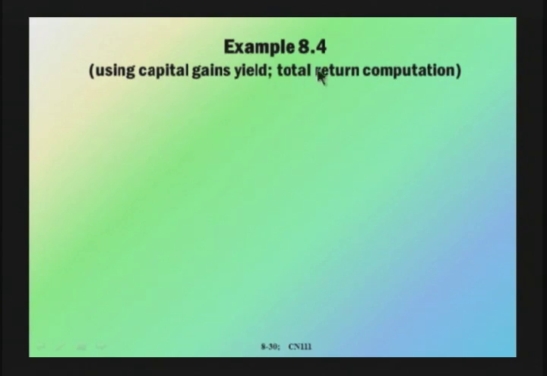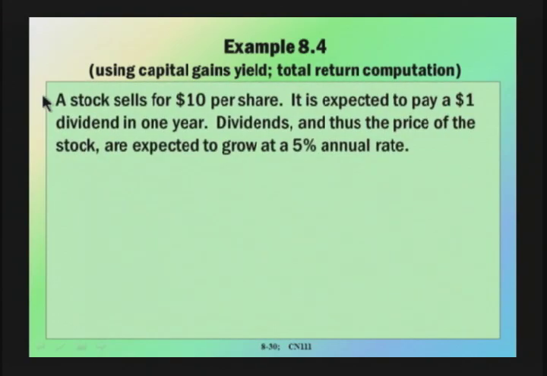In example 8.4, let's look at the capital gains yield and the total return a little more carefully. The stock sells for $10 per share. It's expected to pay a $1 dividend in 1 year. Dividends, and thus the price of the stock, are expected to grow at a 5% annual rate. In other words, the capital gains yield and the dividend growth rate are this 5% rate.